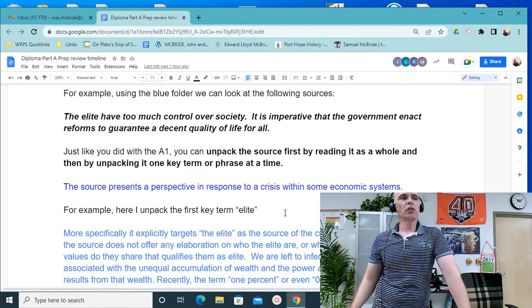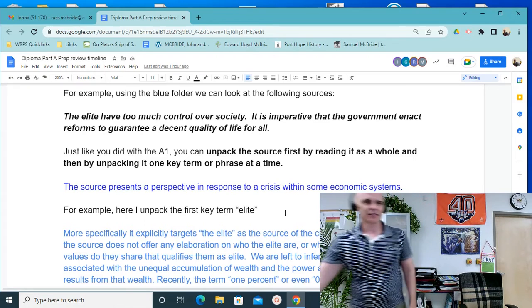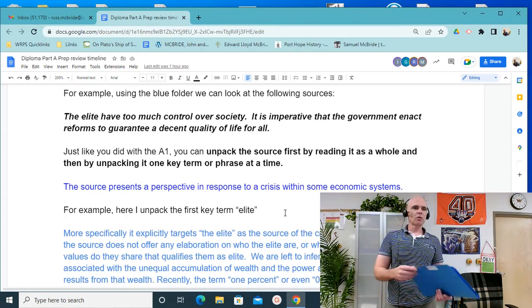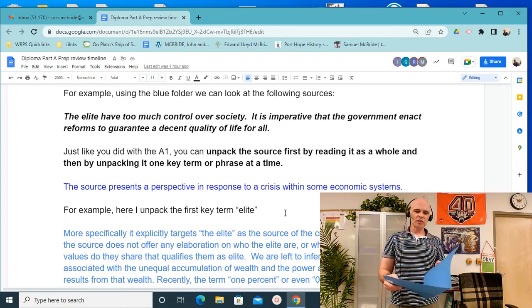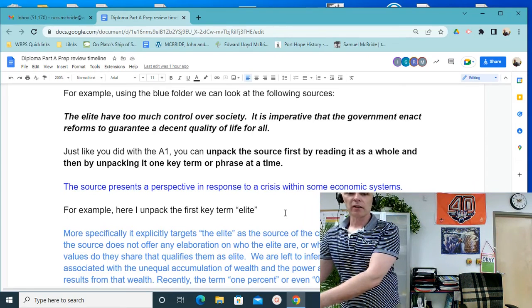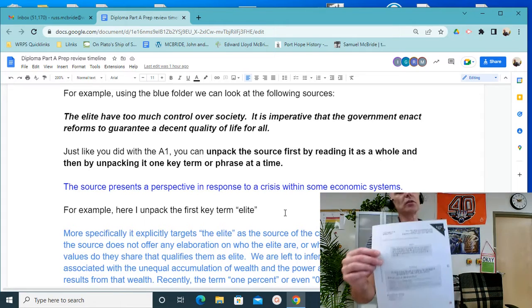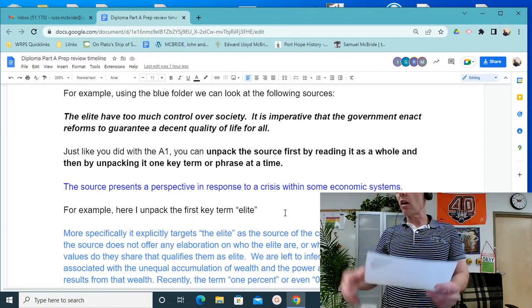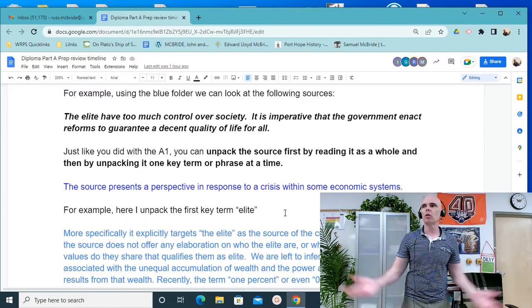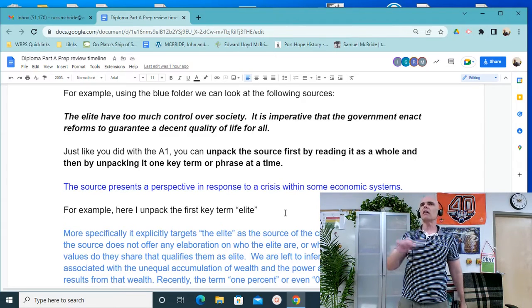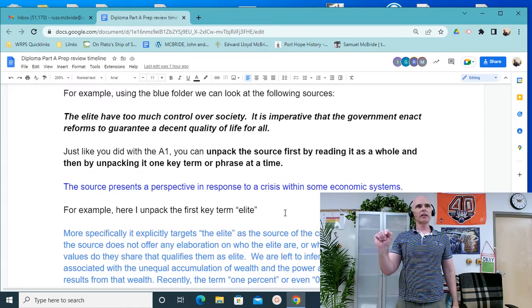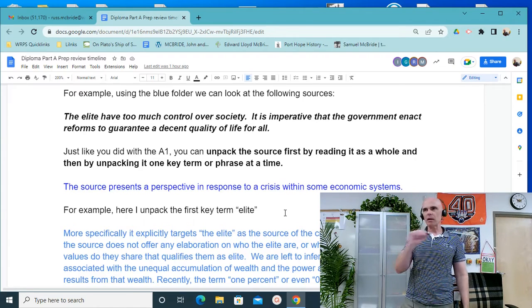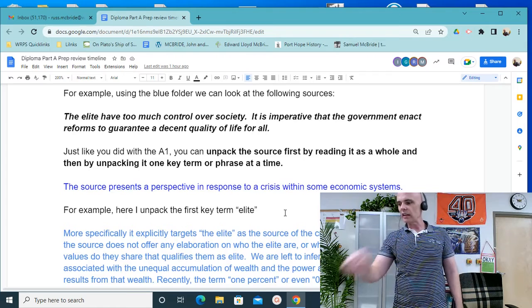So for example, using the blue folder, we can look at the following source. The elite have too much control over society. It is imperative that the government enact reforms to guarantee a decent quality of life for all. So I read through it once, just kind of get a big picture of what it is. Then I might go back and I'll unpack it. Bring a highlighter. Bring a pen, bring a pencil. Bring something that you can highlight key sources.